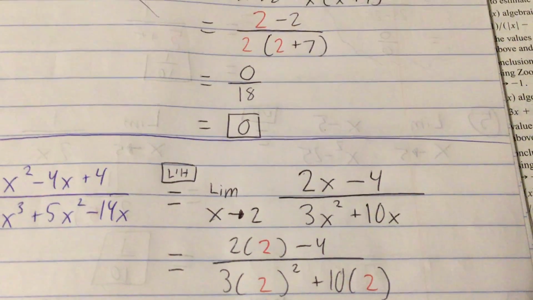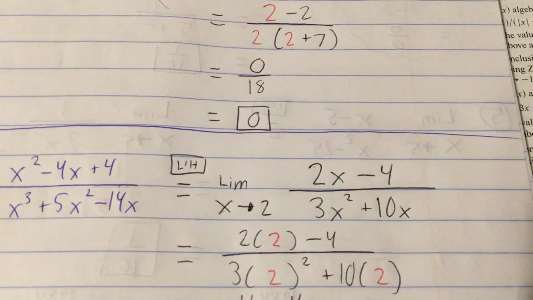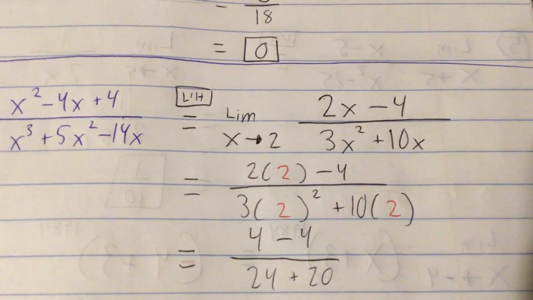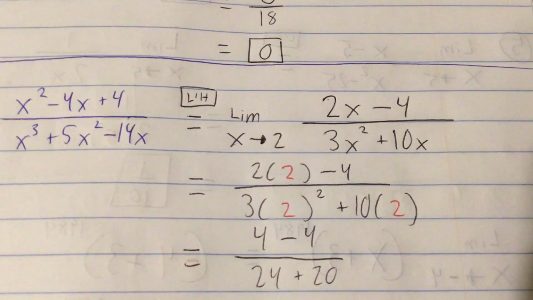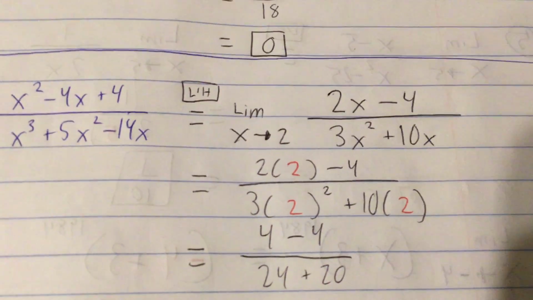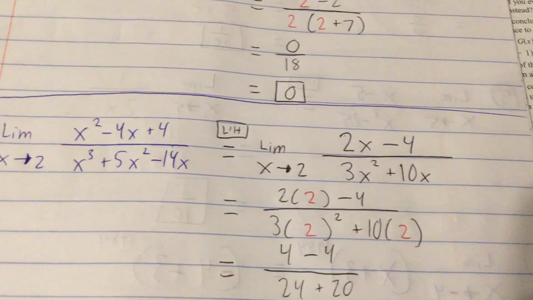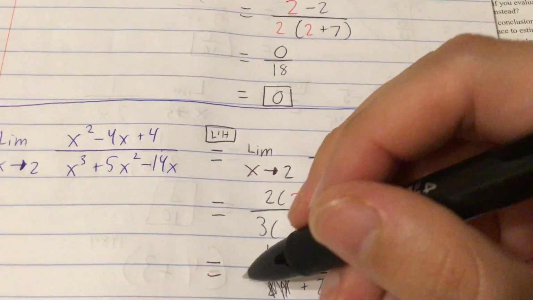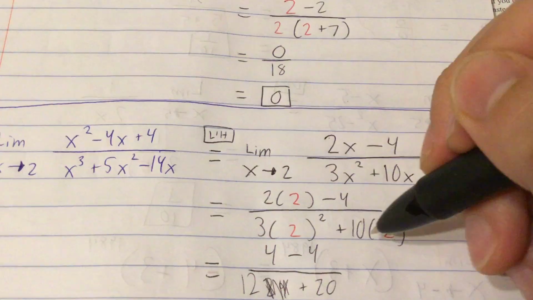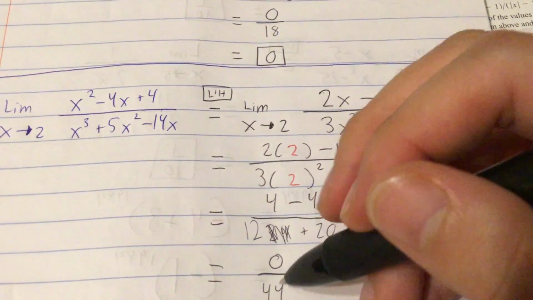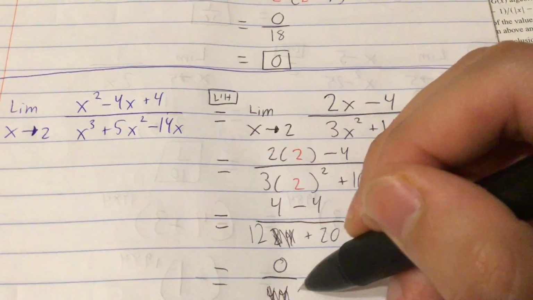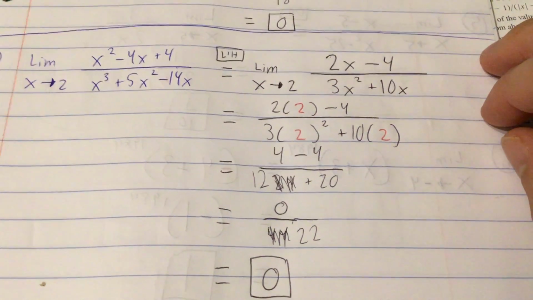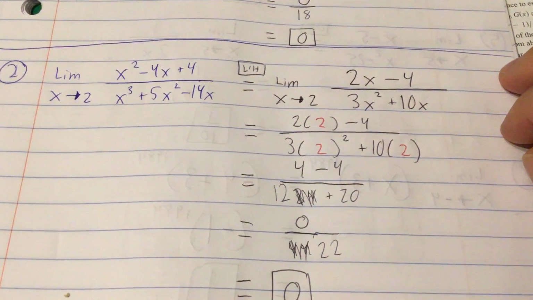Notice on the top I still get 2 times 2 minus 4, or 4 minus 4. The bottom, I'm going to get 3 times 2 squared would be 3 times 4. Well, 3 times 4, that's a mistake right there. I don't know how I got 24 there, but the point is, 3 times 4 would be 12, and 10 times 2 is still 20, but the point is, I still get 22. 0 over anything that isn't 0 is still going to be 0. So even though I messed up on that part right there, whoopsie me.